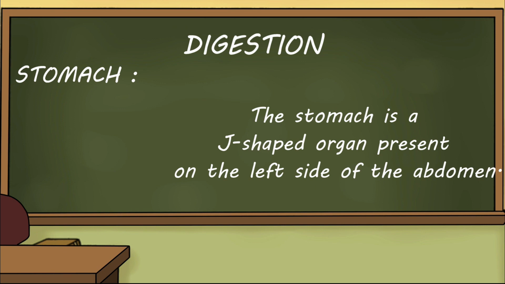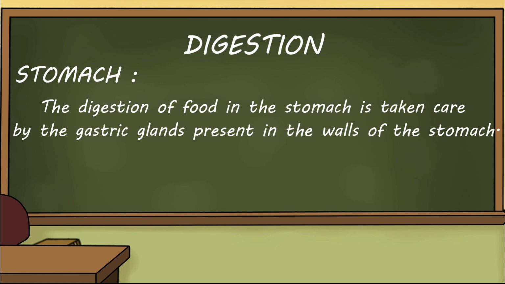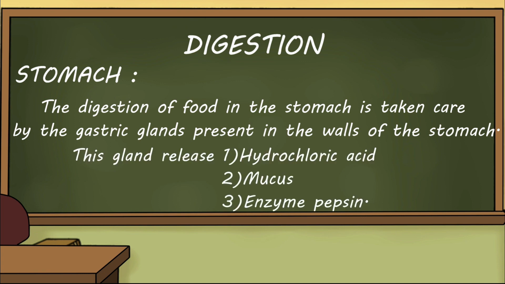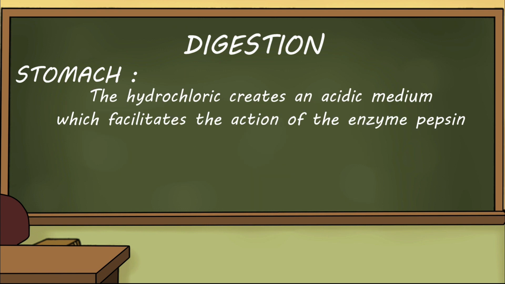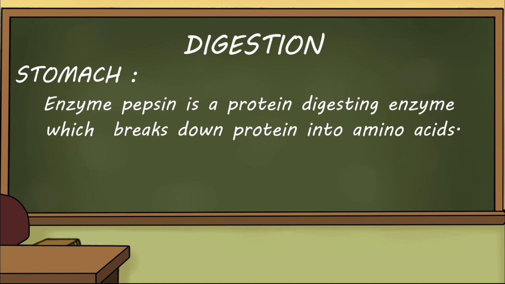Stomach. The stomach is a J-shaped organ present on the left side of the abdomen. The digestion of food in the stomach is taken care of by the gastric glands present in the walls of the stomach. These glands release hydrochloric acid, mucus, and the enzyme pepsin. The hydrochloric acid creates an acidic medium which facilitates the action of the enzyme pepsin. The mucus helps to protect the stomach wall from its own secretion of hydrochloric acid. Enzyme pepsin is a protein digesting enzyme which breaks down protein into amino acids.